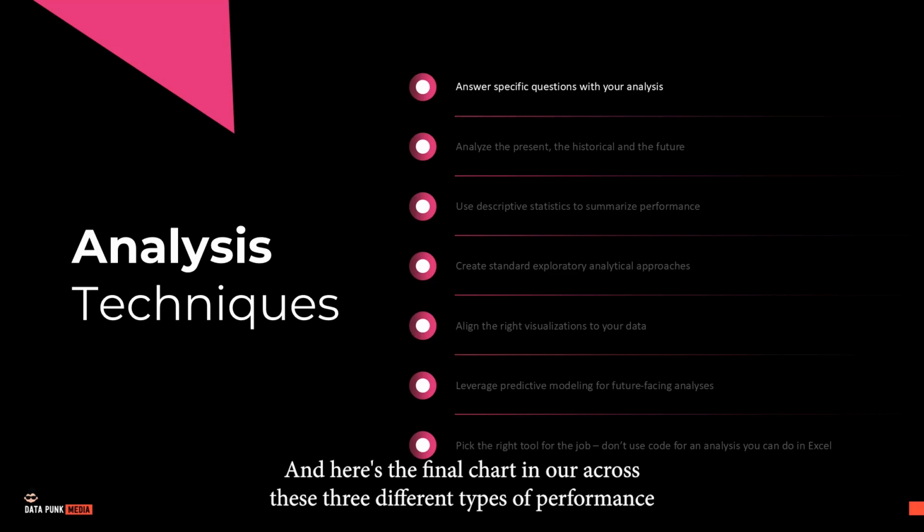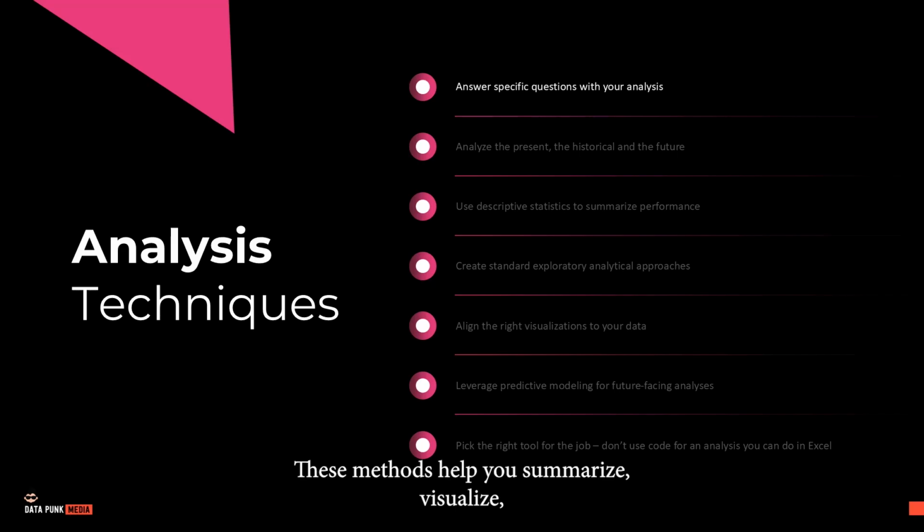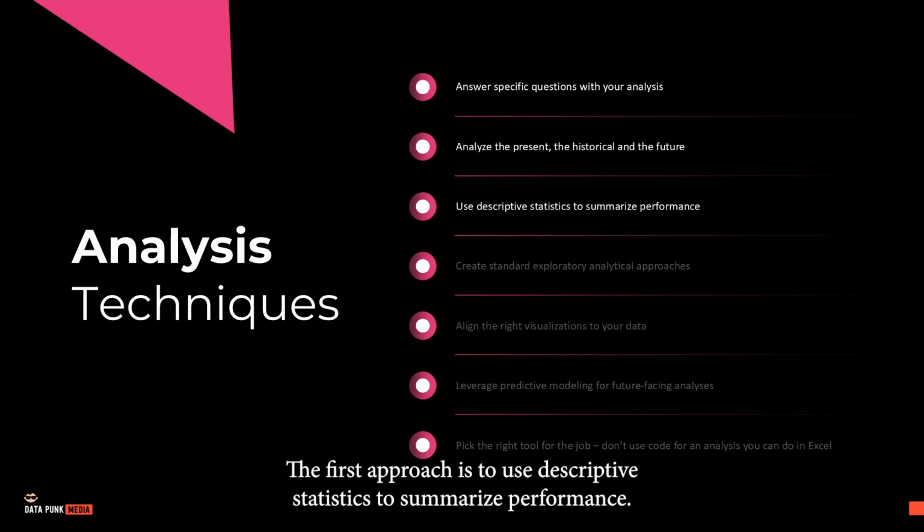Across these three different types of performance analyses, there are foundational techniques that every sports analyst needs in their toolkit. These methods help you summarize, visualize, and compare performance data to extract meaningful insights. The first approach is to use descriptive statistics to summarize performance.